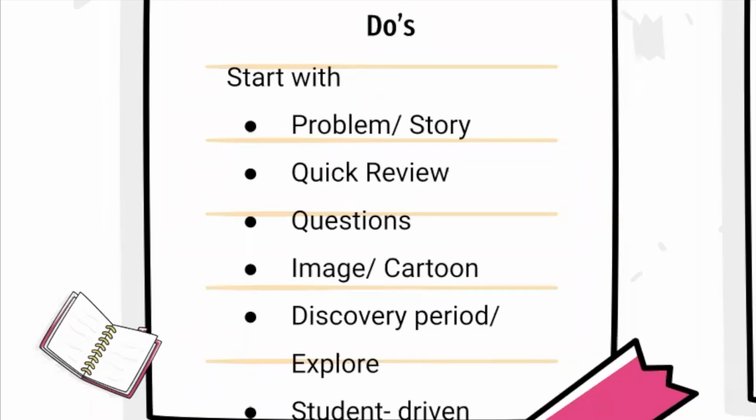So now the do's. So how do we begin an effective lesson? Do start with a problem or a story to get students curious and interested. You could have a quick review. You could have questions.